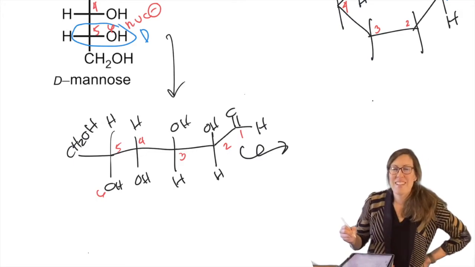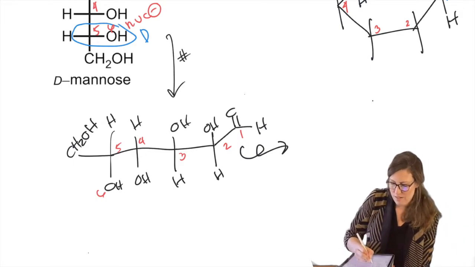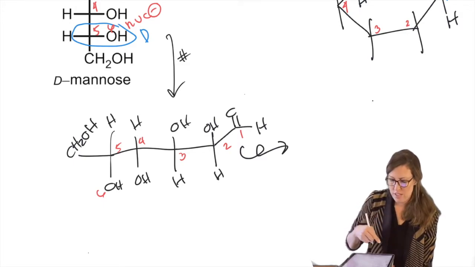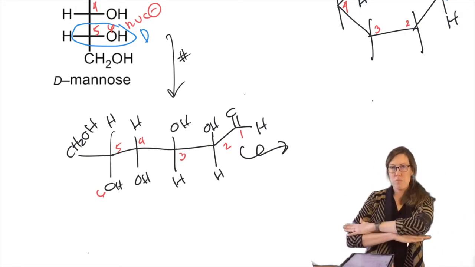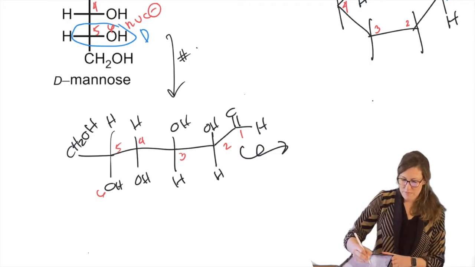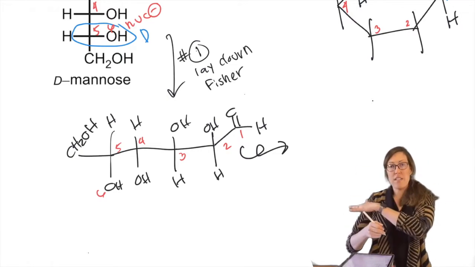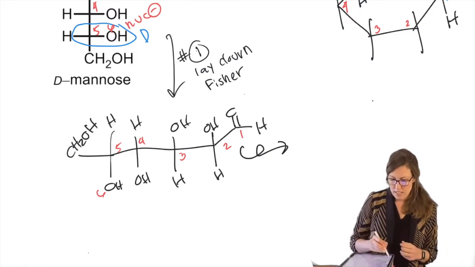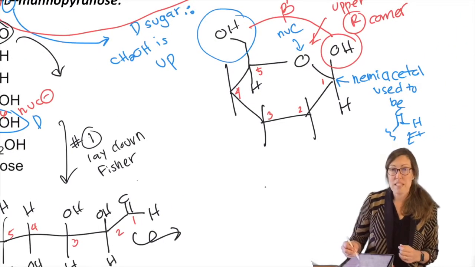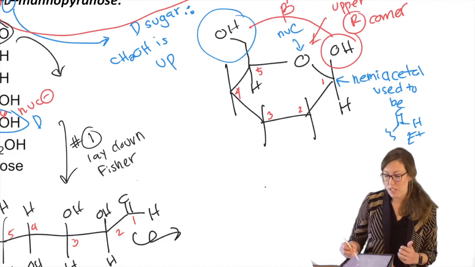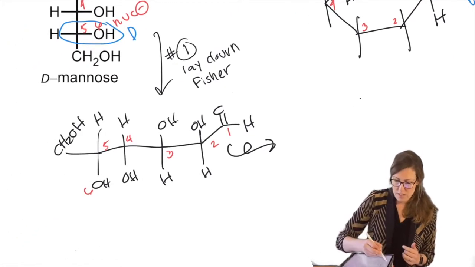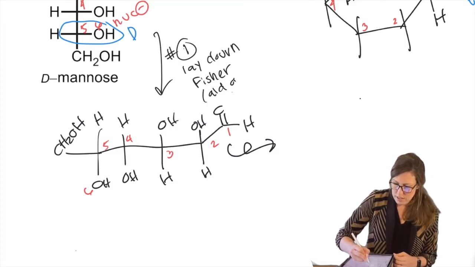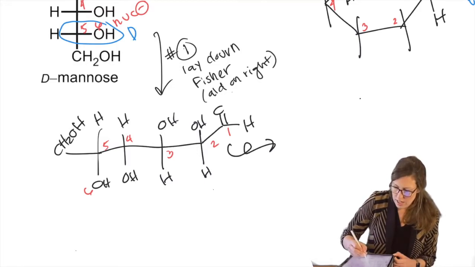Okay. Let's break this into steps. Step 1. Easy. Lay down your Fischer. It's going to fall like timber. Okay. So lay down Fischer. I'm putting my aldehyde down to my right because my hemiacetal used to be an aldehyde. That's why it's on my right. So I want to match the end. Aldehyde on right. Okay. Now, number 2.